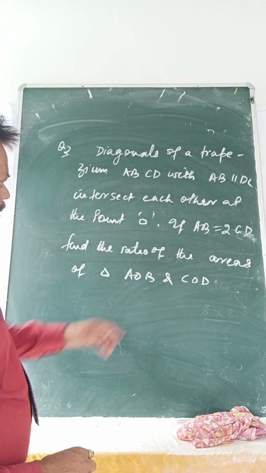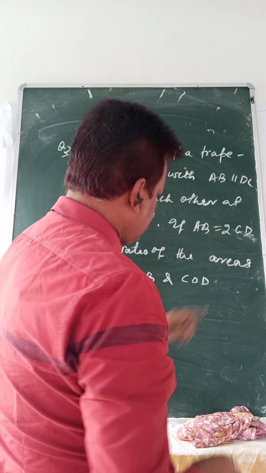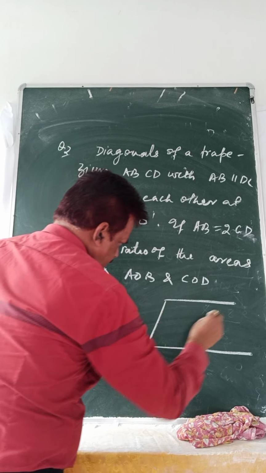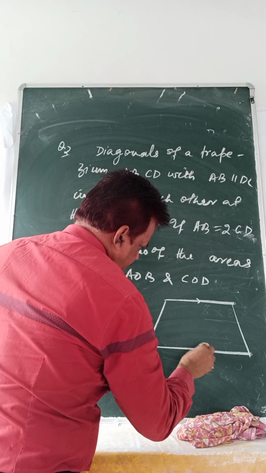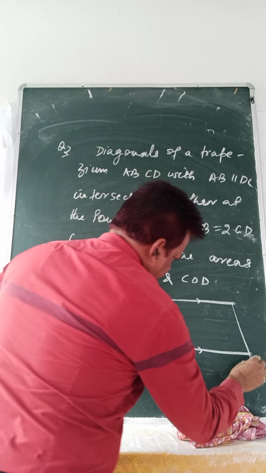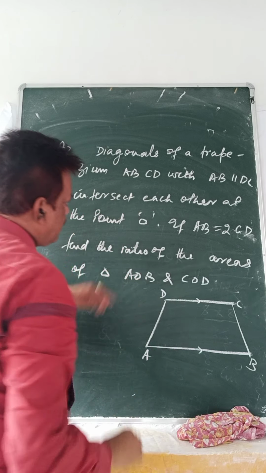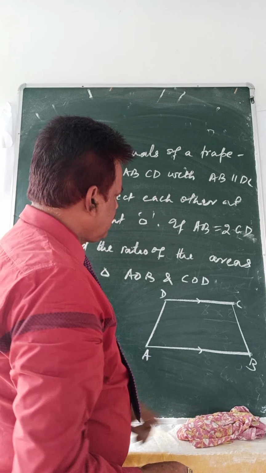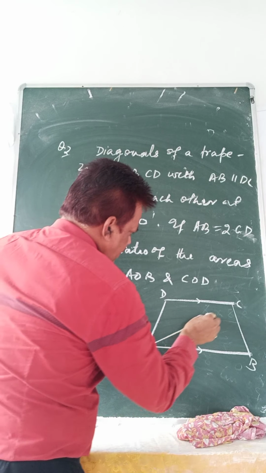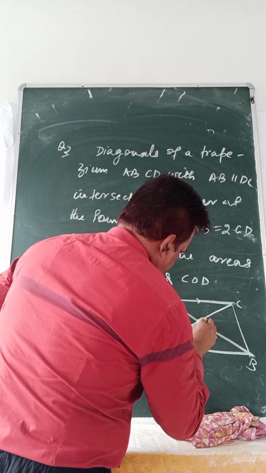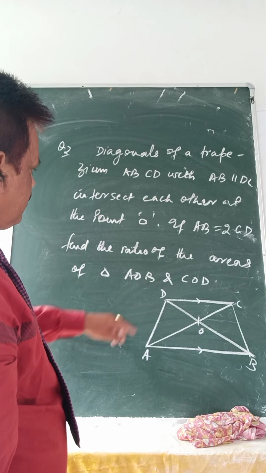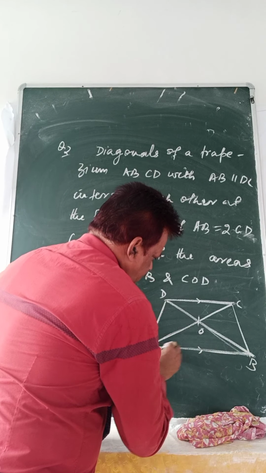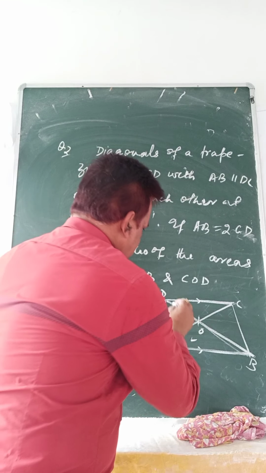Okay, look, AB is 2 times CD, AB is bigger, so the trapezium is like this. In this, AB is parallel to DC. Diagonals intersect each other at O. This is our O point. Now you have to find AOB triangle and this one COD triangle.